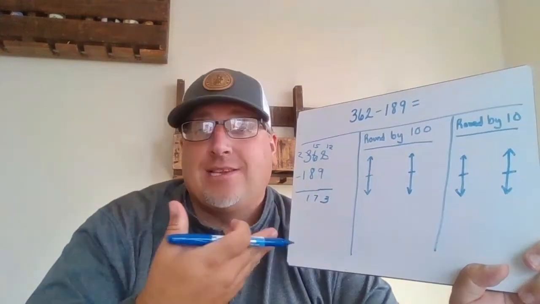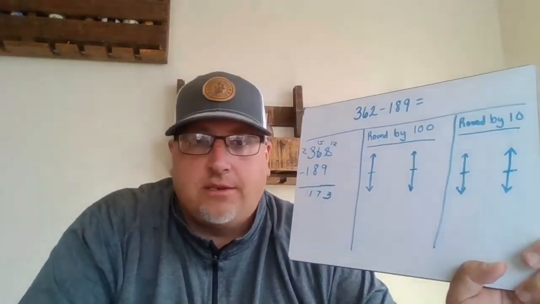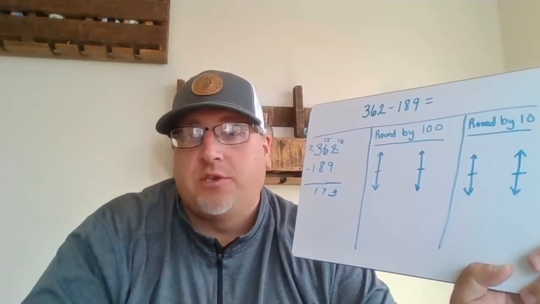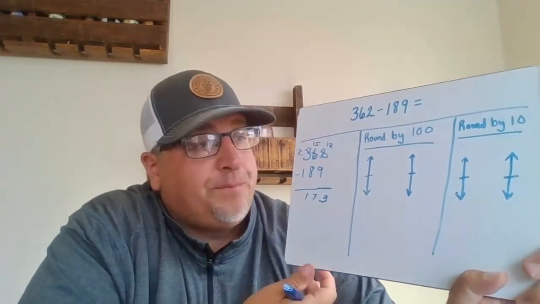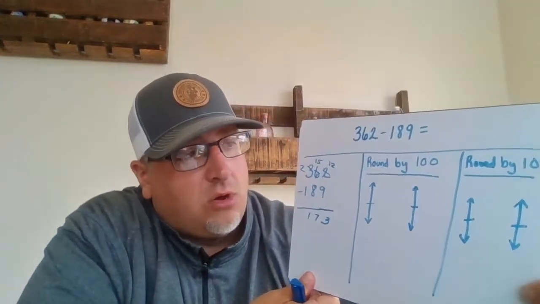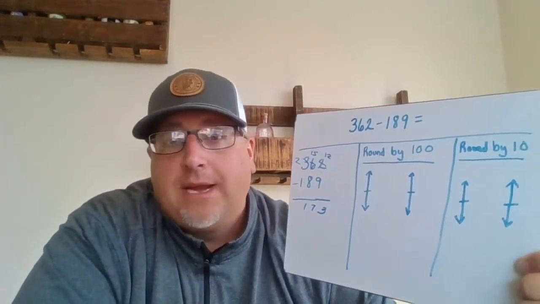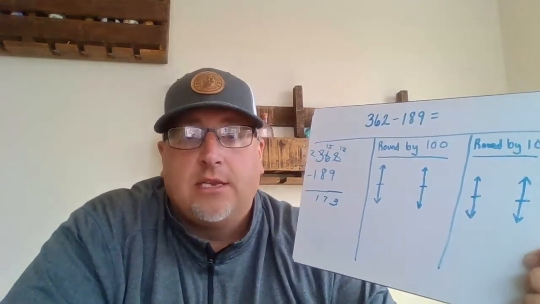Okay? That's what we are used to when we solve problems. We've been doing this since kindergarten, first grade. We've just been taking the numbers, lining them up, and just subtracting them and getting an answer. So that's 173. Now, we could also do it 2 other ways. We can round by 100 and we can round by 10. Let's check out what happens when we just take those numbers and see what happens.